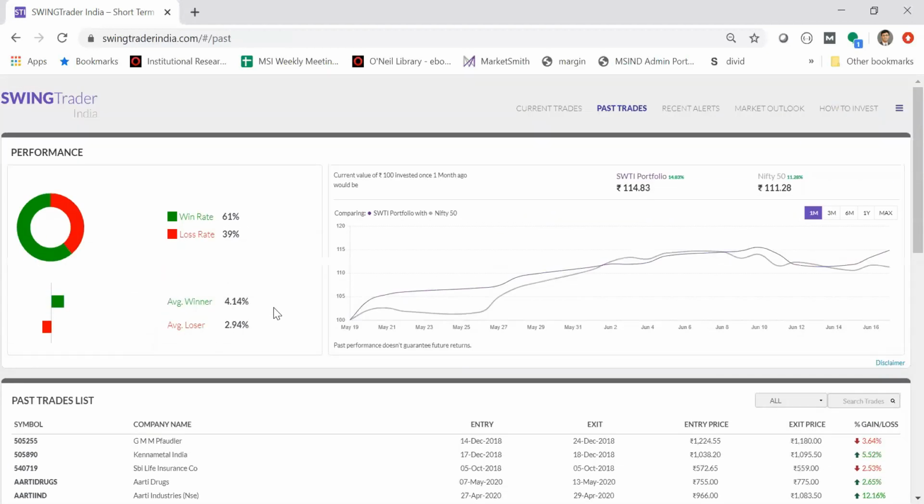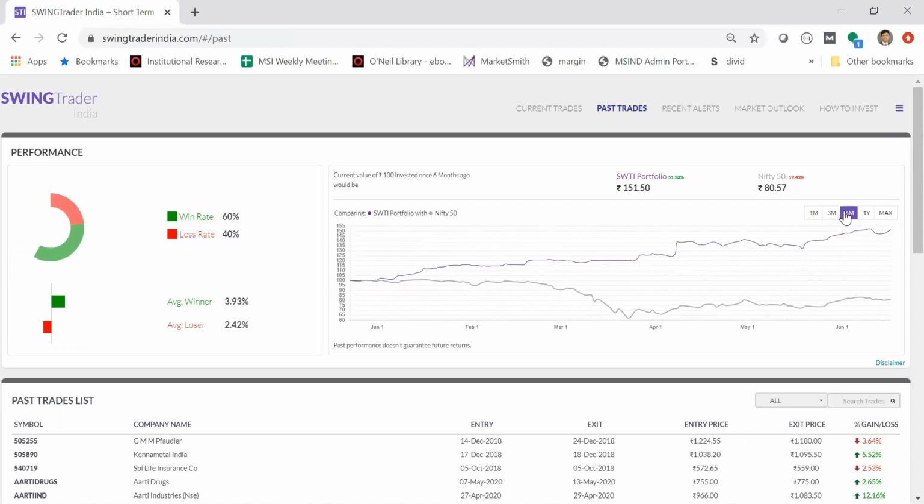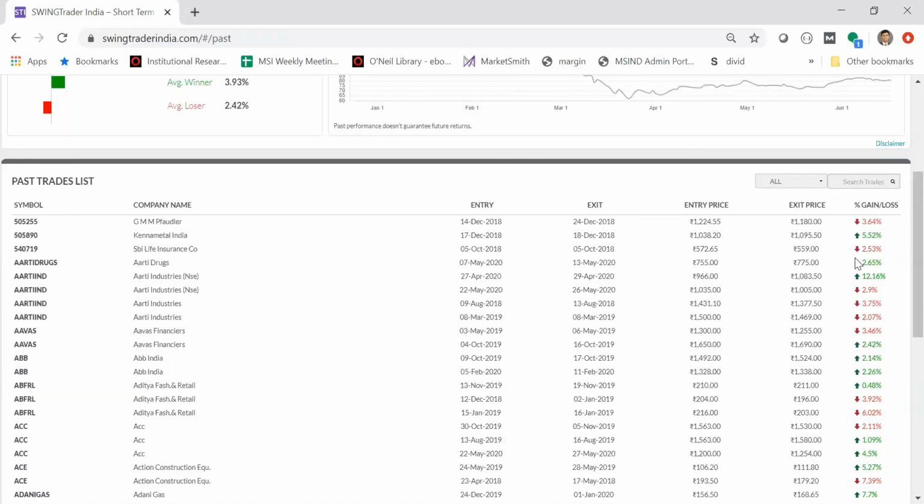In addition, you can also see our past performance with win and loss rates, the average winner, average loser, and the periodic performance against the benchmark. For example, in the last 6 months, our calls made a whopping 51% gain while Nifty was down about 20%. And you can look at calls from 2017 onwards over here.